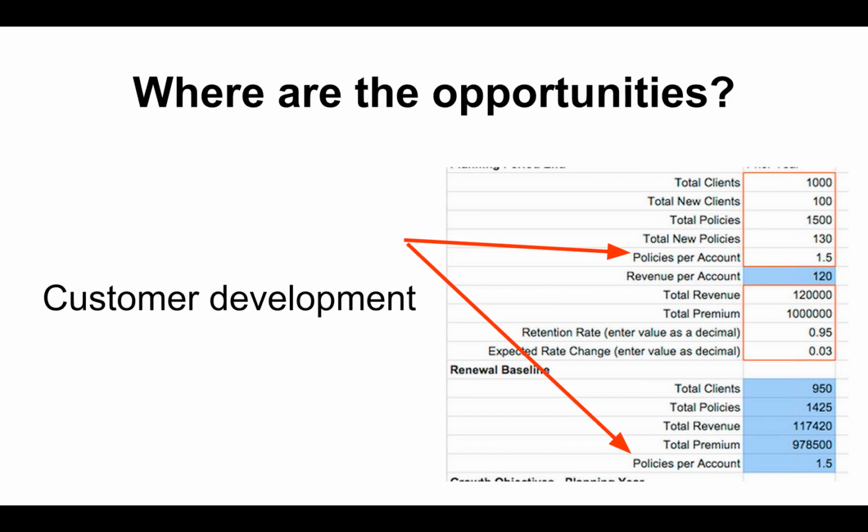So what is the revenue per account? And I don't know what's appropriate for you. It depends a lot on what premiums and commissions are in your area for the products that you're selling, but also policies per account. 1.5, if this is personal lines, is really pretty low, right?